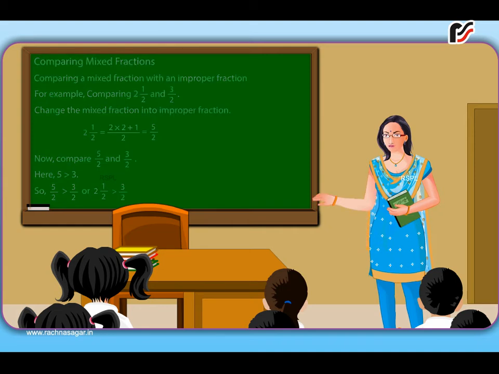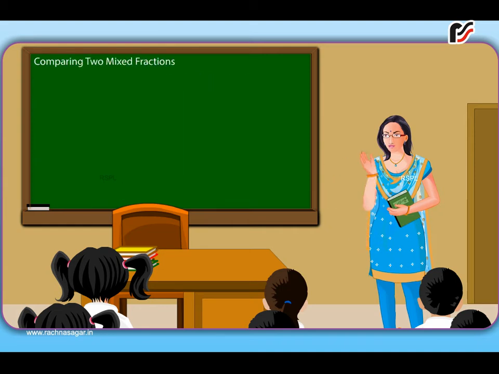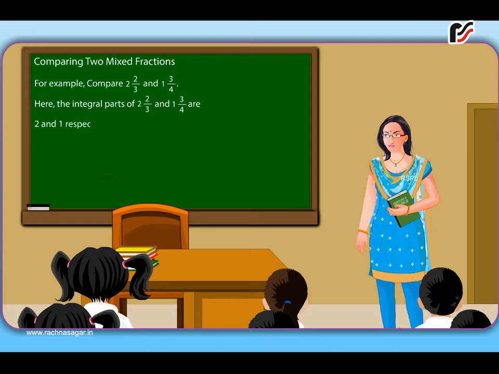Comparing two mixed fractions. For example, compare 2 2 by 3 and 1 3 by 4. Here, the integral parts of 2 2 by 3 and 1 3 by 4 are 2 and 1 respectively, and 2 is greater than 1. Therefore, 2 2 by 3 is greater than 1 3 by 4.